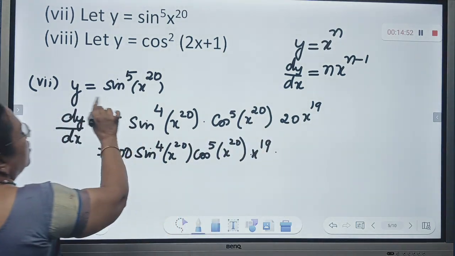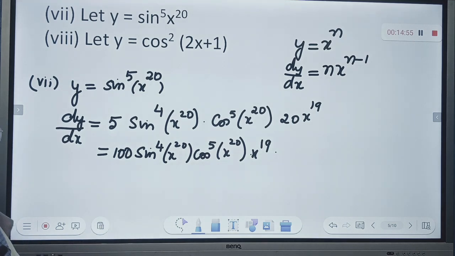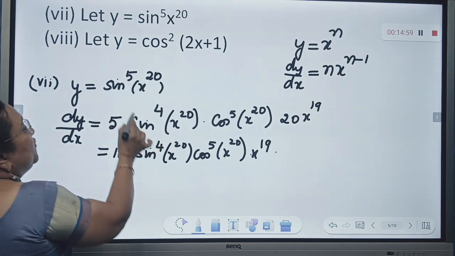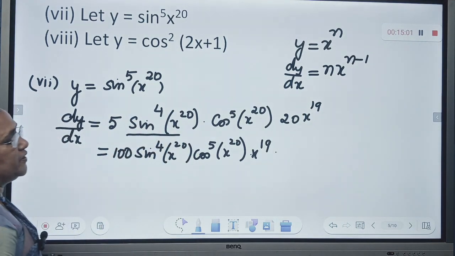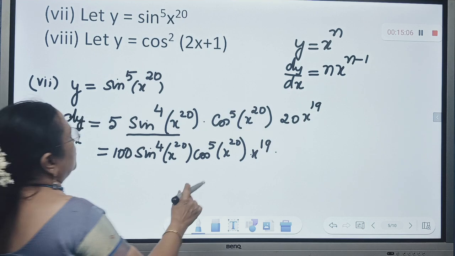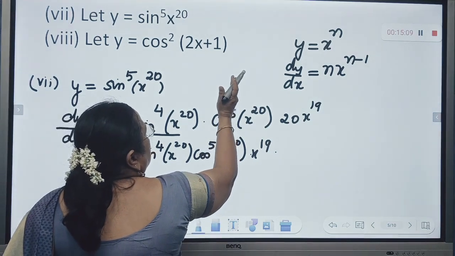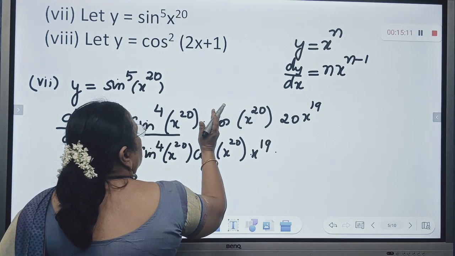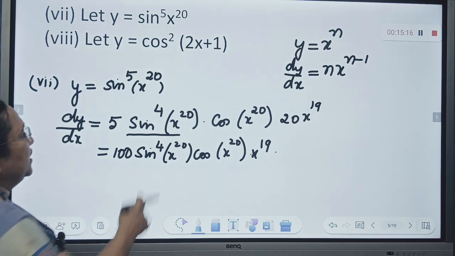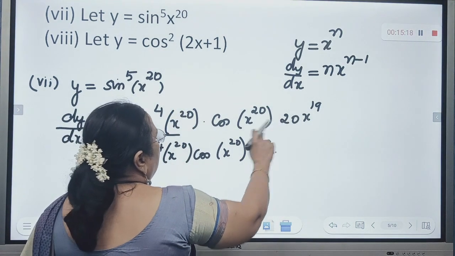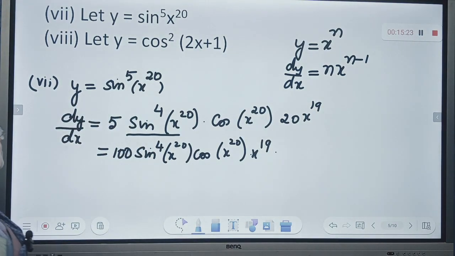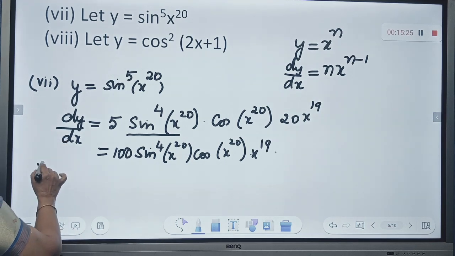So first look at it as some x power n. Then if I differentiate it, I'll get n x power n minus 1. Then I have to differentiate this function, sin of x power 20, which gives cos of x power 20. Sin of x power 20, if I differentiate, I will get cos of x power 20. Then I differentiate x power 20, I will get 20 x power 19. Is it clear?